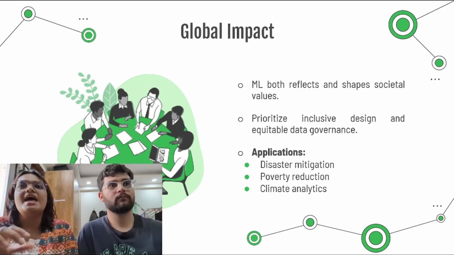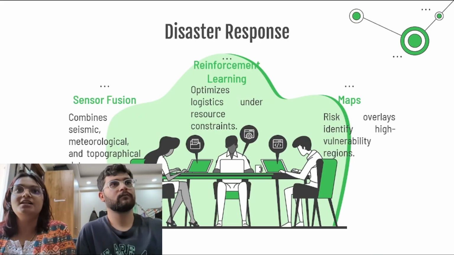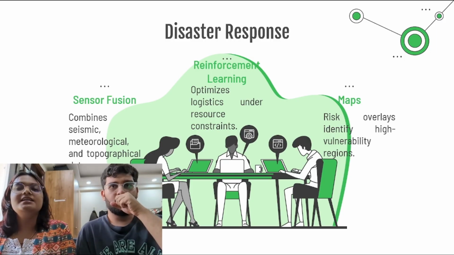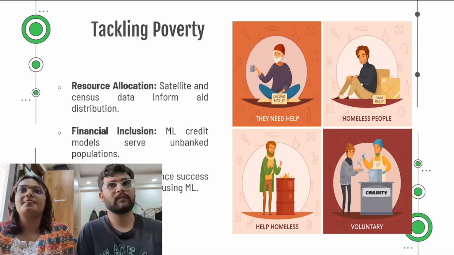Disaster response. ML helps predict and respond to disasters by analyzing geospatial and environmental data. It can guide relief efforts and optimize logistics in real time.